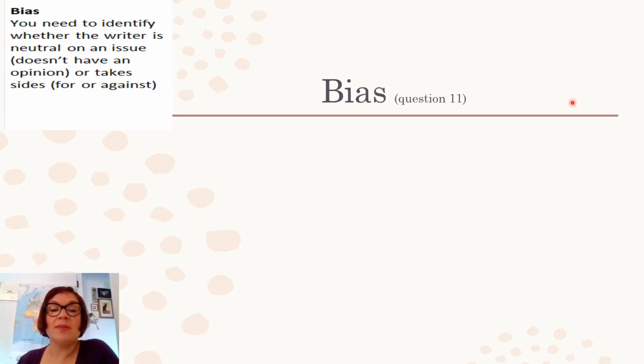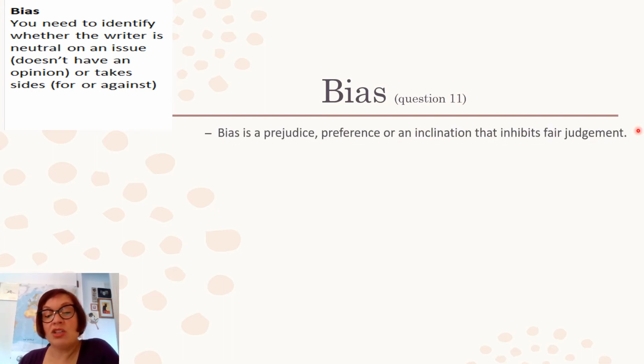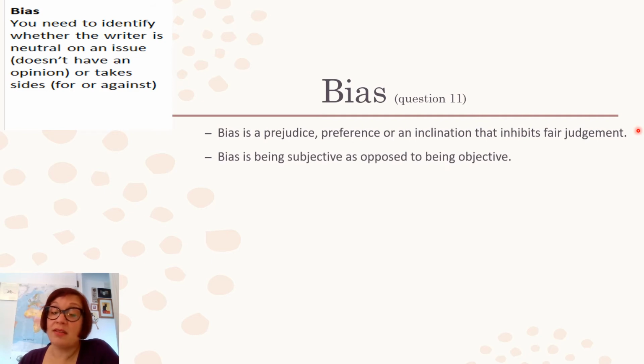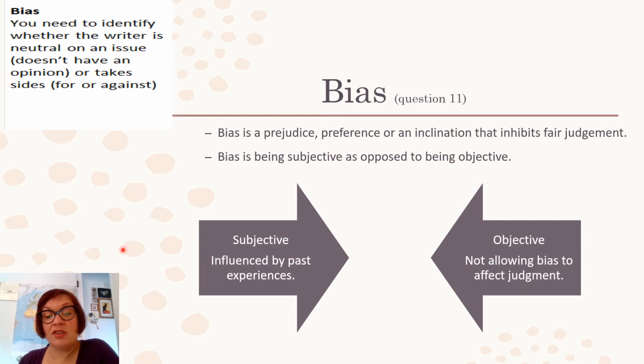So question 11 is about bias. You need to identify whether the writer is neutral on an issue or takes sides against it, right? Because bias is prejudice, preference, or inclination, and it inhibits fair judgment. It's subjective as opposed to being objective. And here's a nice demonstration of it. Subjective is when you are influenced by your past experiences, and objective is not allowing bias to affect your judgment.